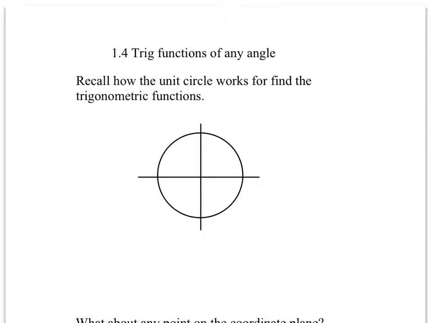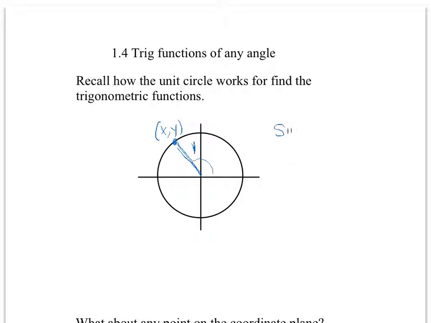So let's remember how the unit circle works. Basically what's going to happen is you're going to have an angle that will intersect with the unit circle at a point. And that point has an x value and a y value. And also your radius here is 1, and that's what's so cool about the unit circle, is that the radius is 1.